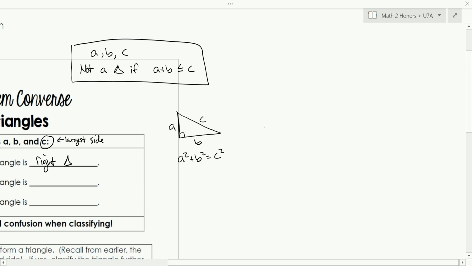Obtuse. Because in order to accommodate that larger C, you'd have to stretch out that angle bigger than 90 degrees. So here's A, B, and C. This is an obtuse triangle. If I found A squared and B squared and compared that to C squared, which side would be larger? A squared plus B squared, I didn't change A or B, so that's the same value as the first one. But I did increase C, so C squared is now even bigger. So A squared plus B squared is going to be smaller than C squared.